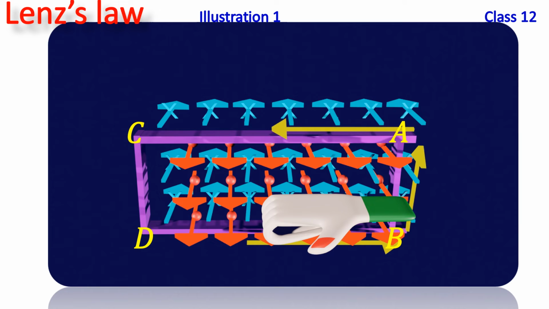Here, the induced magnetic field lines and thumb direction are the same. So the direction of the current shows the other fingers' direction. So the induced current direction is anti-clockwise.